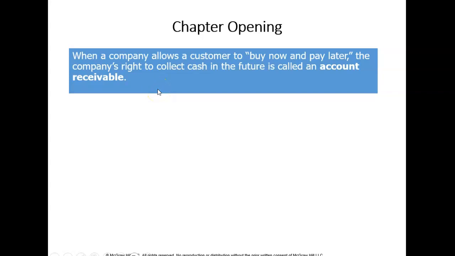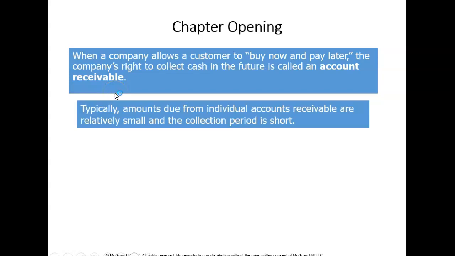When a company allows customers to buy now and pay later, the company's right to collect cash in the future is called accounts receivable. So if a company provides a service or sells a product and allows the customer to pay later, that means they provided a service on account, and they have an account called accounts receivable that shows money that's owed to the business organization.